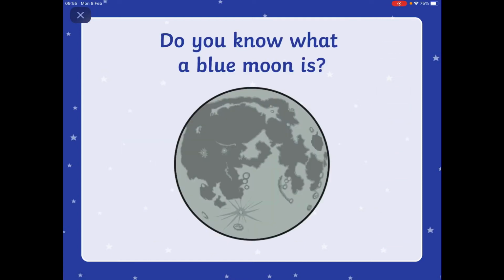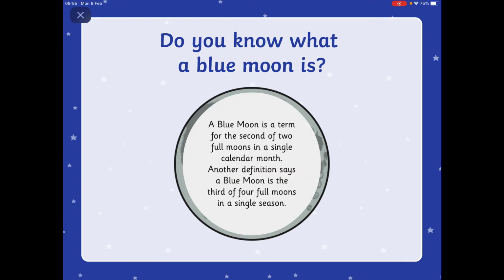So do you know what a blue moon is? There's a couple of different explanations. One says that it's the second of 2 full moons in a single calendar month. Remember, months are different lengths, aren't they? And there's another definition that says a blue moon is the third of 4 full moons in a single season.